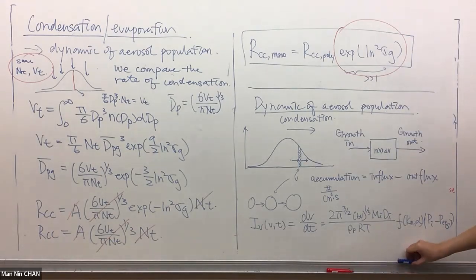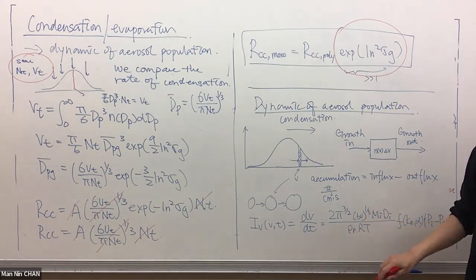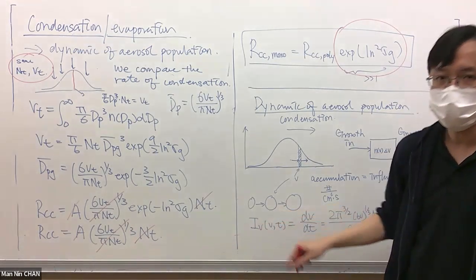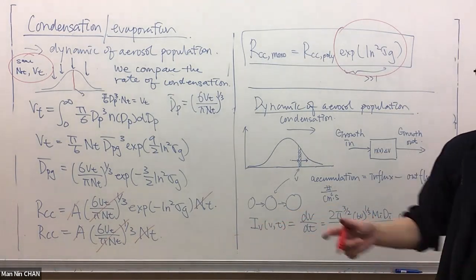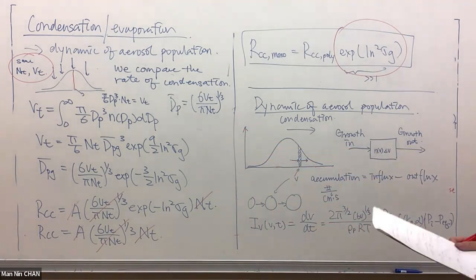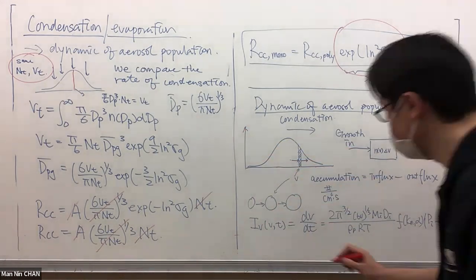So I just try to use the notation in the textbook. Basically, this IV is a kind of growth rate, just like we mentioned, the condensational rate.